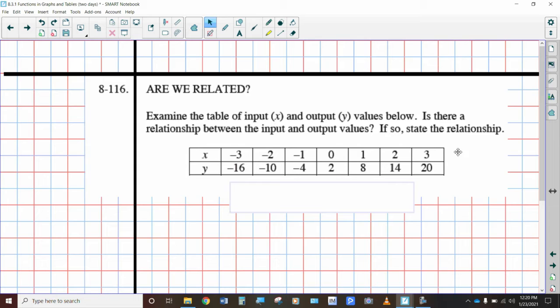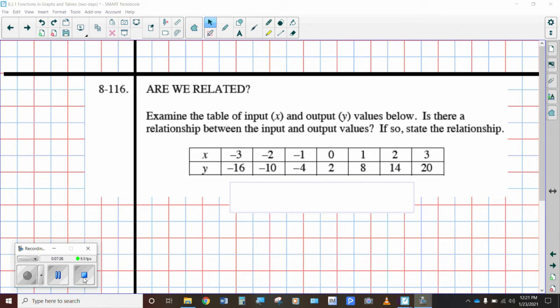So go ahead and copy down this table and see if you can figure out what the growth rate is and where the y-intercept is, and then write a rule. And the question that says, is there a relationship between the input and the output values? If so, state the relationship. So basically what you're going to be saying is, is there a rule that can apply to the situation? If the answer is yes, what is that rule? Go ahead and take some time, copy that down, see if you can figure out what the rule is.